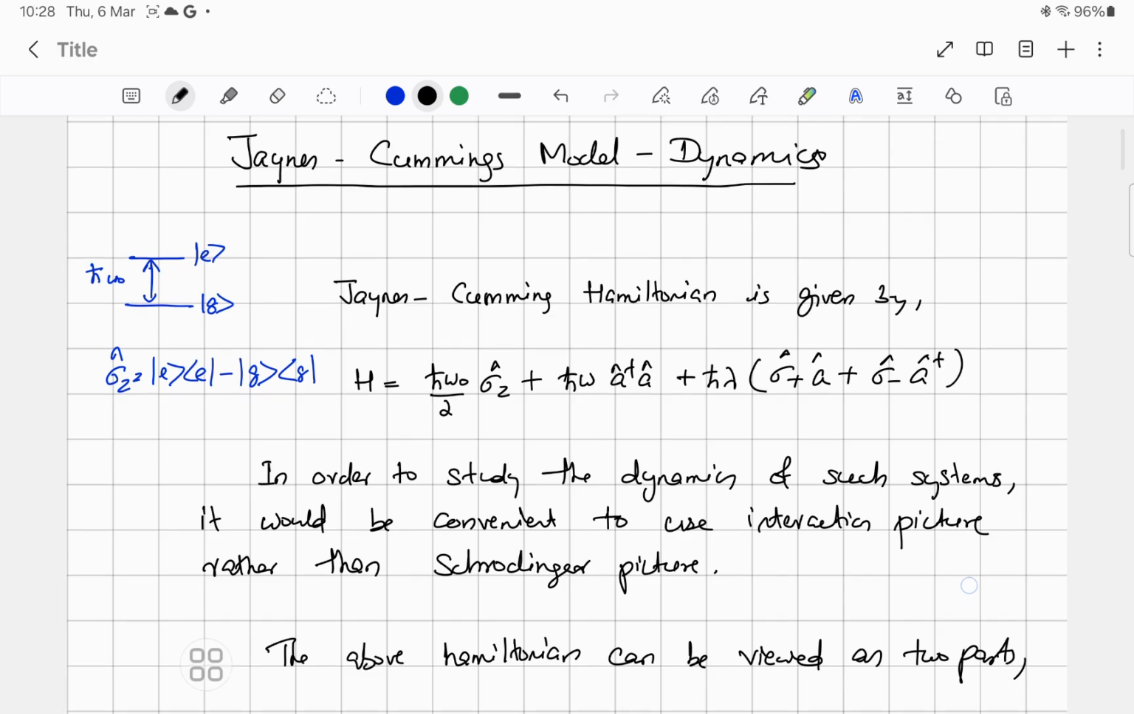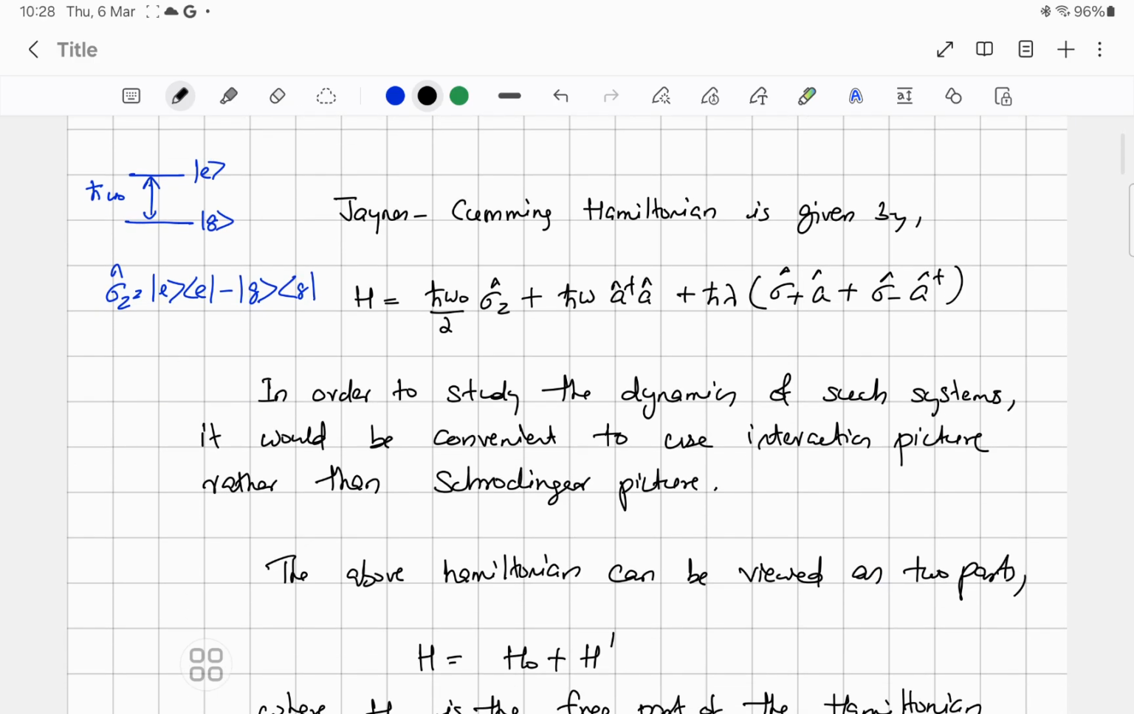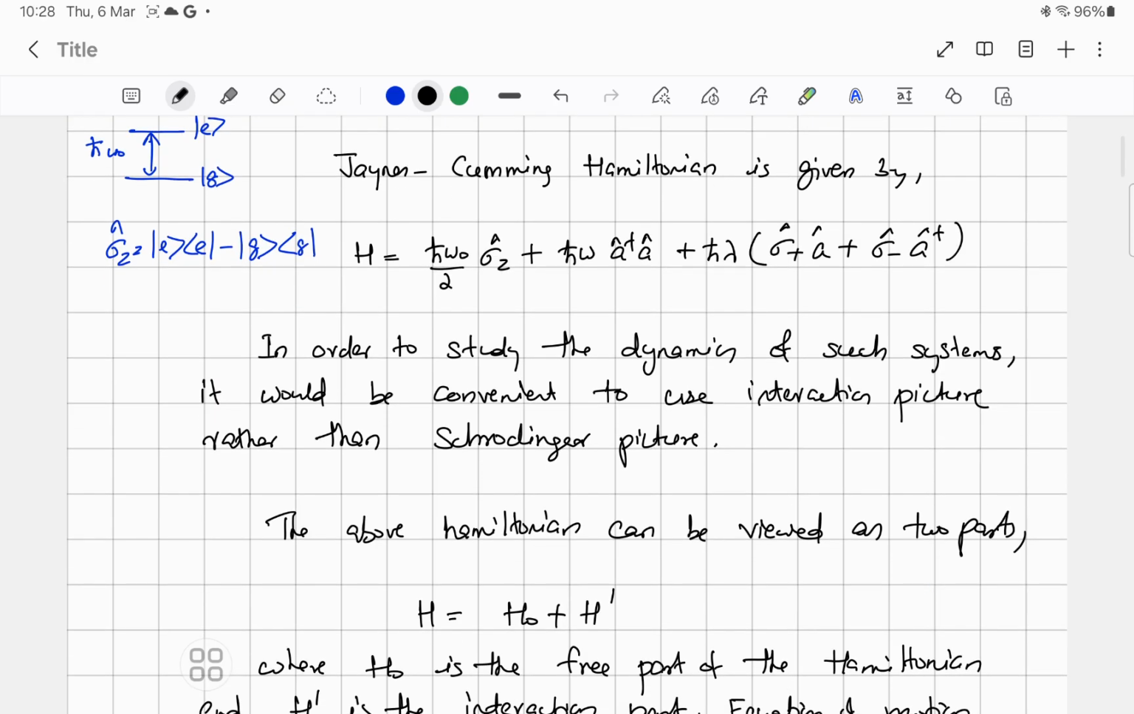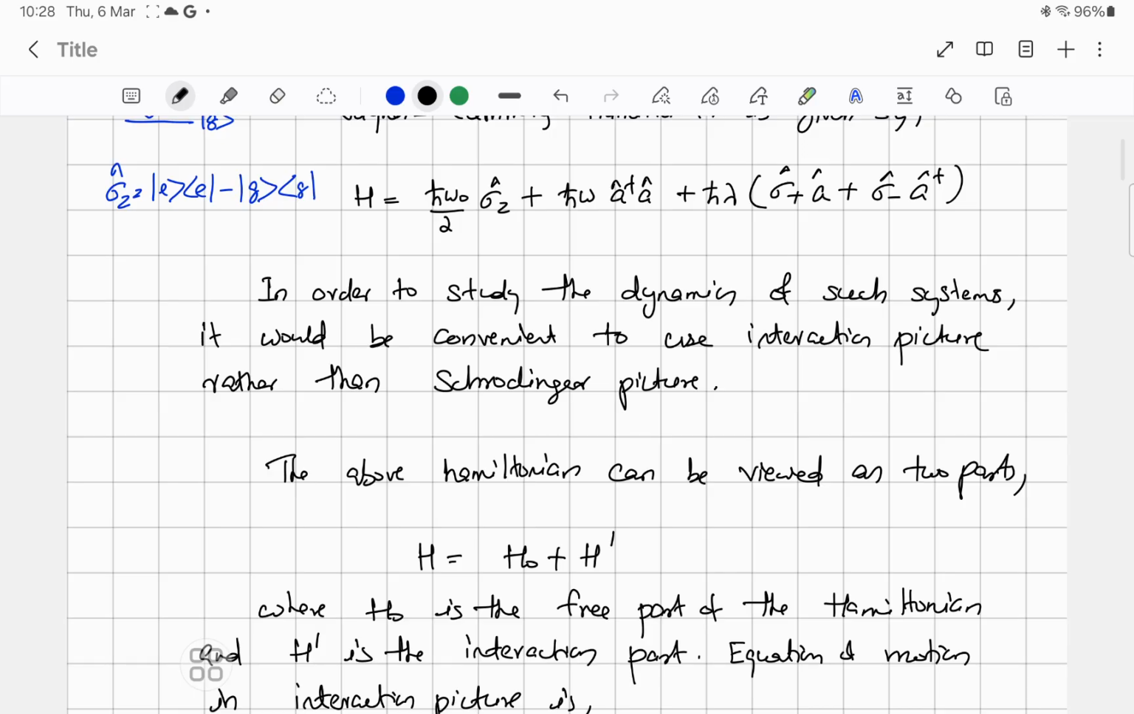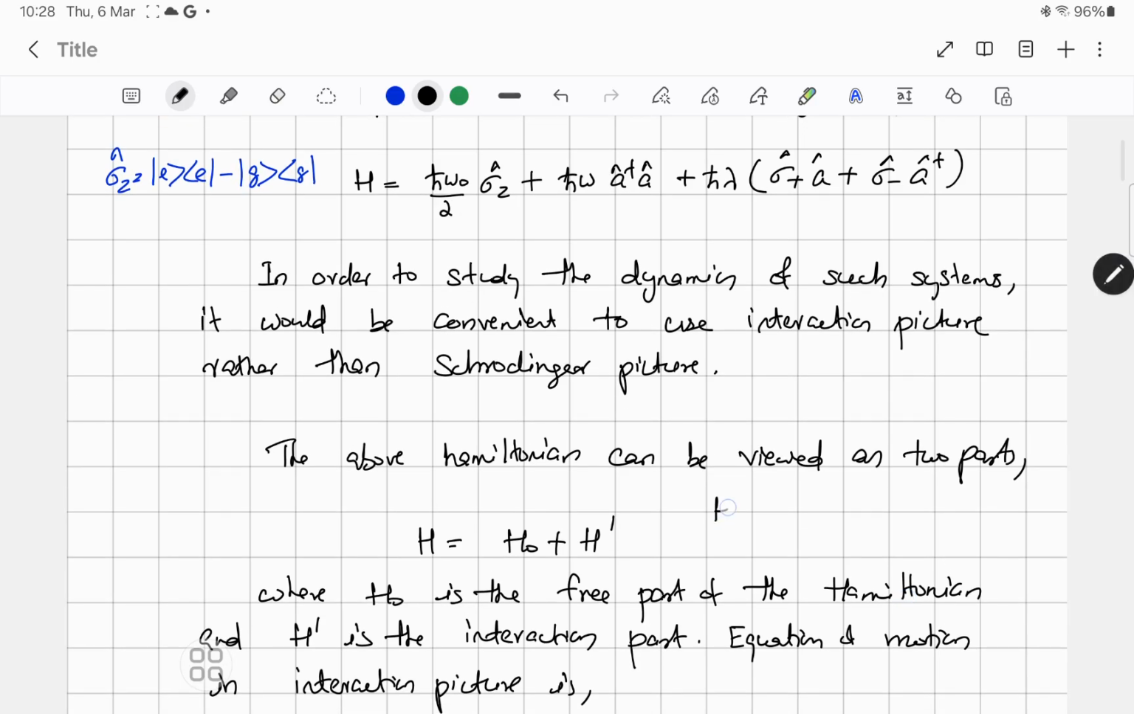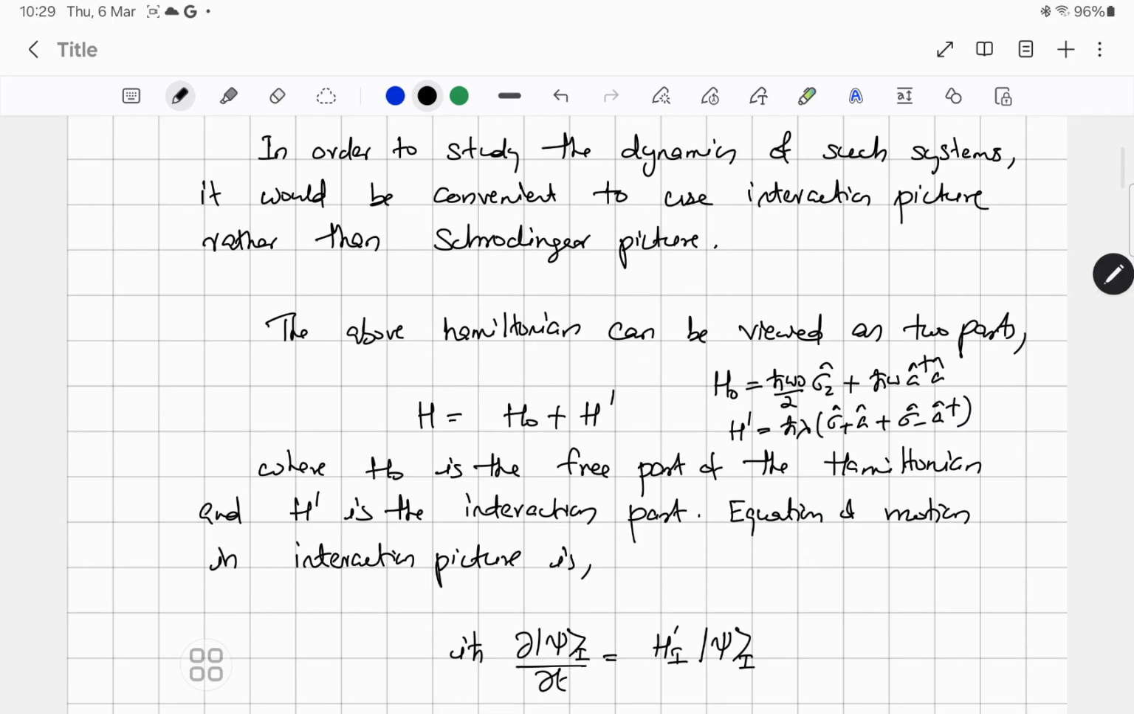The terms σ+ a and σ− a† basically represent the interaction. In order to study the dynamics of the system, it is convenient to use the interaction picture rather than the Schrödinger picture. Therefore, the Hamiltonian can be split into two parts. One is the free part, denoted by H0, where H0 is ħω0/2 σz + ħω a†a, and the remaining part is denoted by H′, the interaction Hamiltonian, which is ħλ(σ+ a + σ− a†). So H0 is called the free part of the Hamiltonian and H′ is called the interaction part.